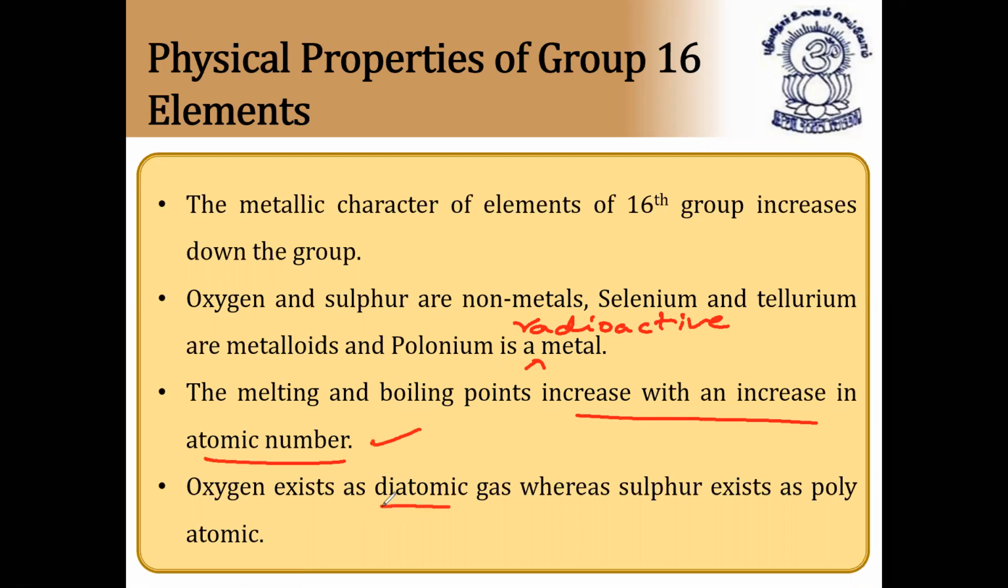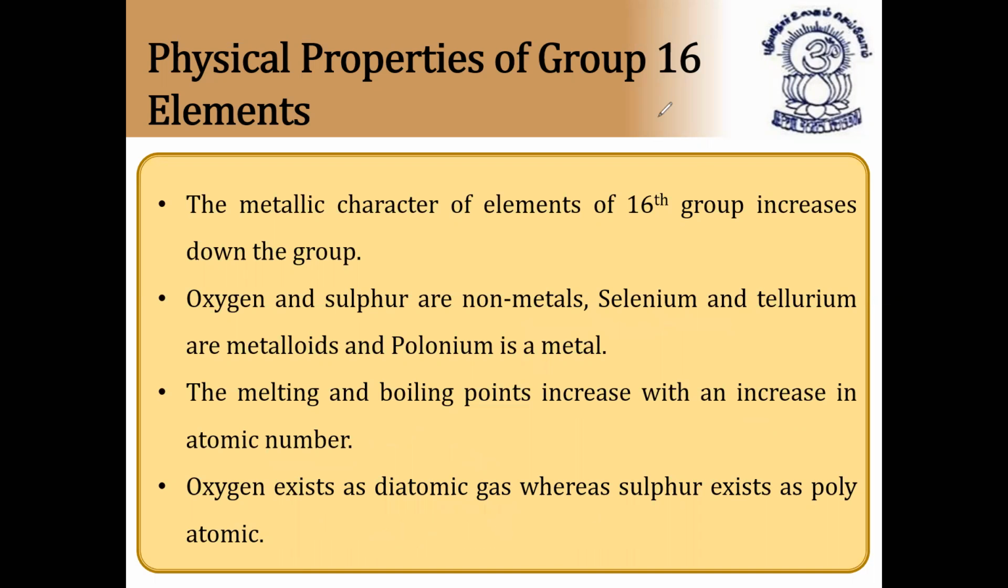Oxygen exists as a diatomic gas, that is O2, dioxygen, whereas sulfur exists as a polyatomic molecule, S8. So oxygen exists as a diatomic molecule and sulfur exists as a polyatomic molecule because of its electronic configuration.